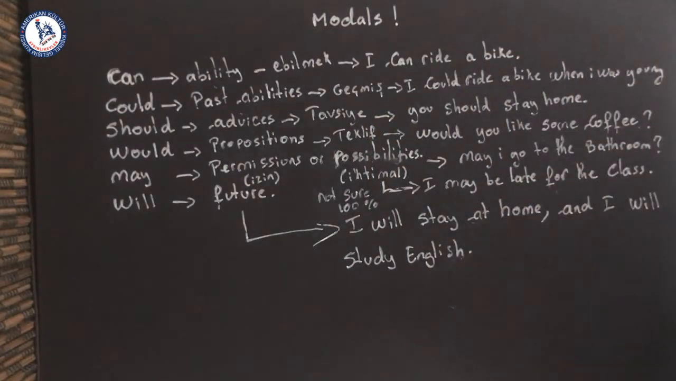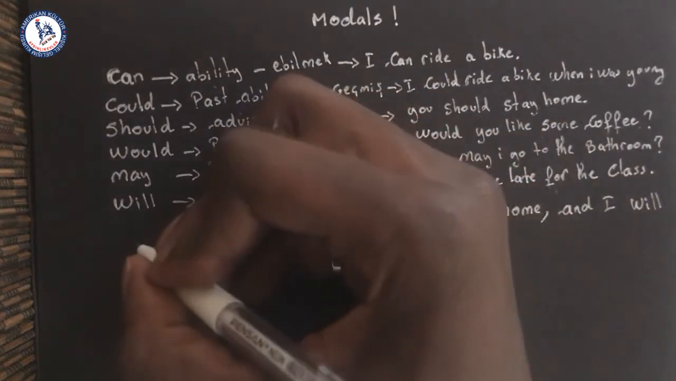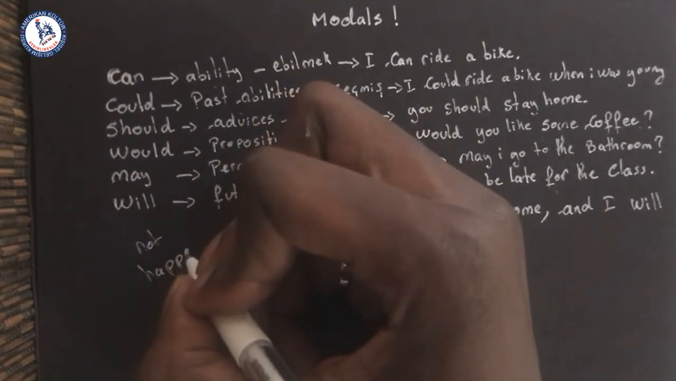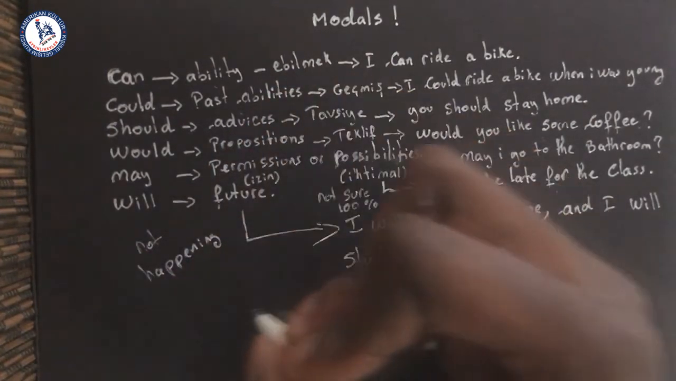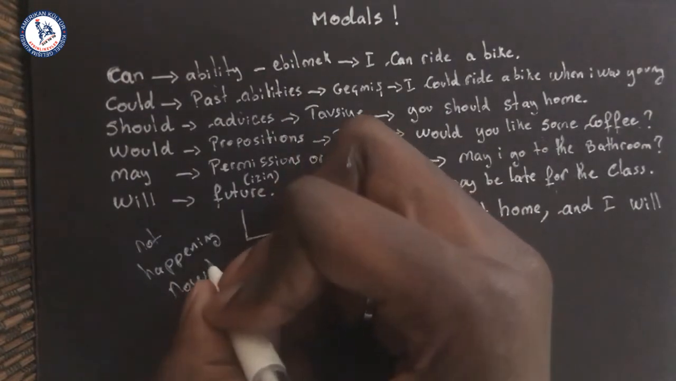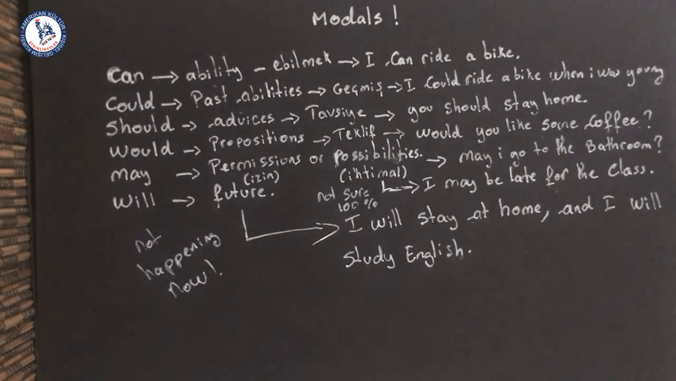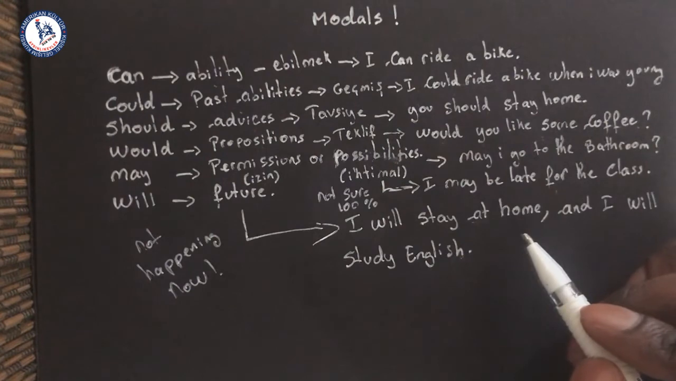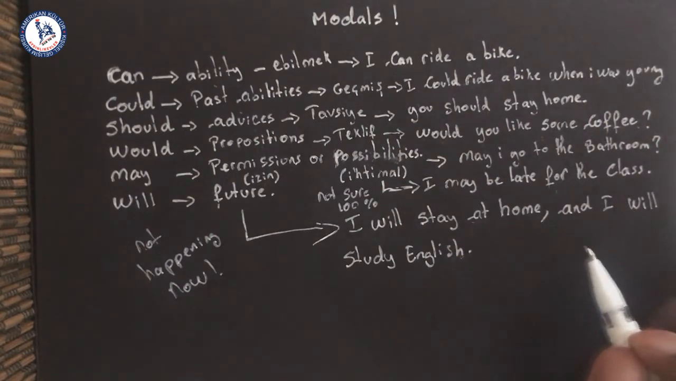And then you have the last one, which is will. Now, will expresses the future tense. Will means something that is not happening now. It will happen later. I will stay at home and I will study English.